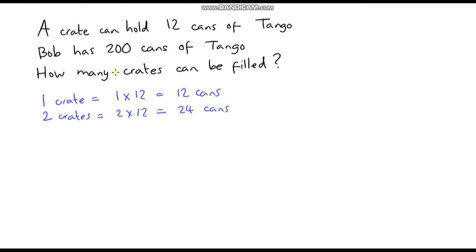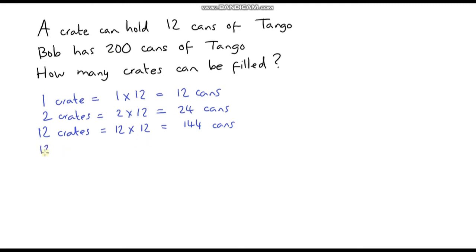Now I know that 12 times 12 is 144. I know my 12 times tables up until 12 at least. So I know that 12 crates, well that's going to be 12 times 12 because each crate holds 12 cans, and that is 144 cans. So we're still not quite there yet, so let's just keep adding on 12.